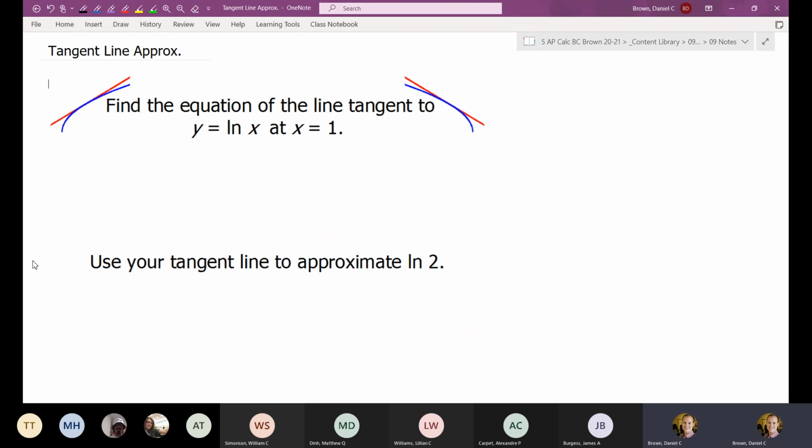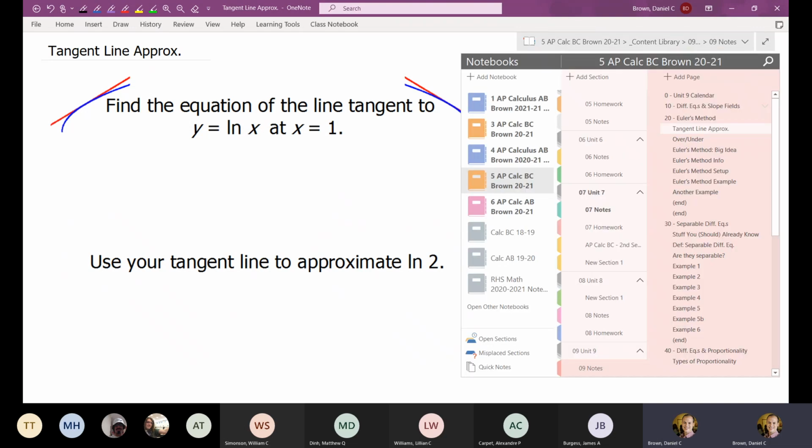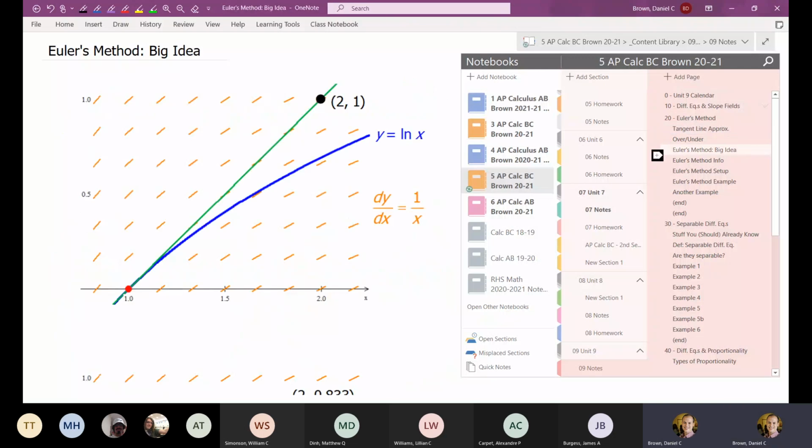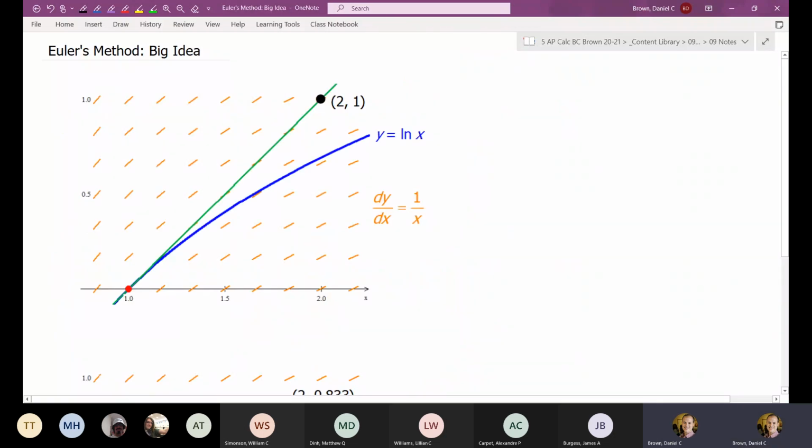So the idea behind it is, we know roughly what the graph of the natural log looks like. We know how to find a tangent line. Then we can use that tangent line to approximate a value on the graph. It's not going to be exact, but it can be close enough in certain situations.